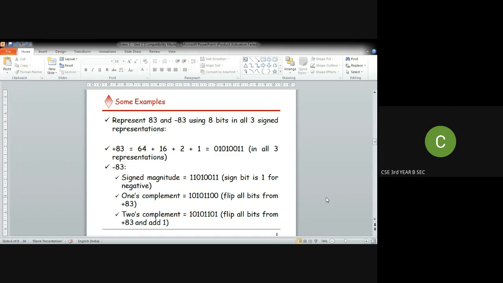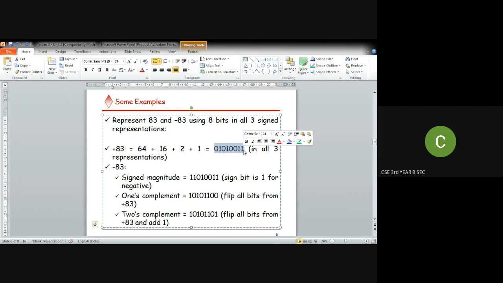So here are some examples for binary representation. Look here, 83. 83 can be represented using binary numbers. We can use the division method; we all know about the division method. Using that division, we can convert the decimal number into an equivalent binary number. So this is the equivalent binary number for representing plus 83.